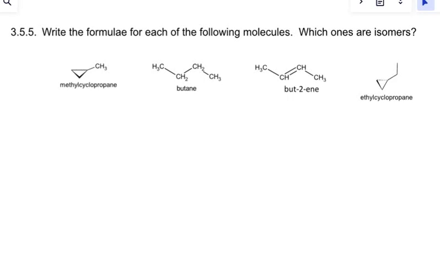Okay, write the formulae for each of the following molecules. Which ones are isomers? So the formula for one of these things is just the total number of atoms that are in it. So for the condensed structures, this is really easy to do. You go through this and you go, okay, carbon, I have 1, 2, 3, 4 carbons. Hydrogen, I have 3, 4, 5, 6, 7, 8, 9, 10. The formula for butane is C4H10, and we kind of knew that already.